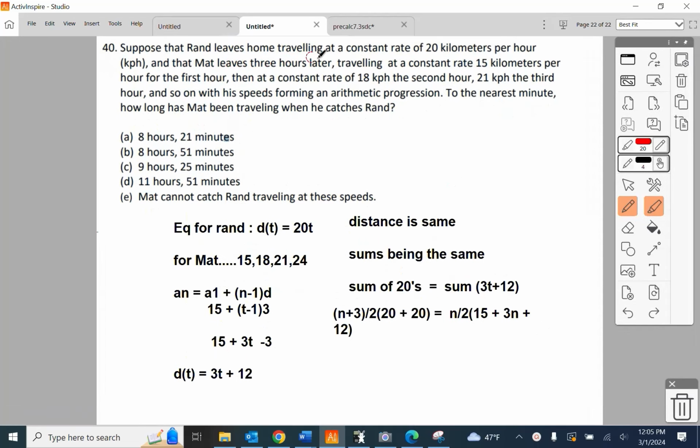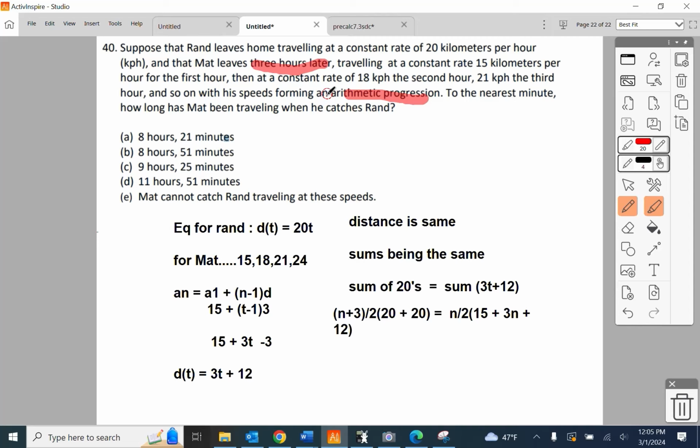But suppose Rand leaves home traveling at a constant rate of 20 kilometers per hour. Matt leaves 3 hours later, traveling at a constant rate of 15 kilometers per hour for the first hour, a constant rate of 18 for the second hour, and so forth, with his speeds forming an arithmetic progression. To the nearest minute, how long has Matt been traveling when he catches Rand?